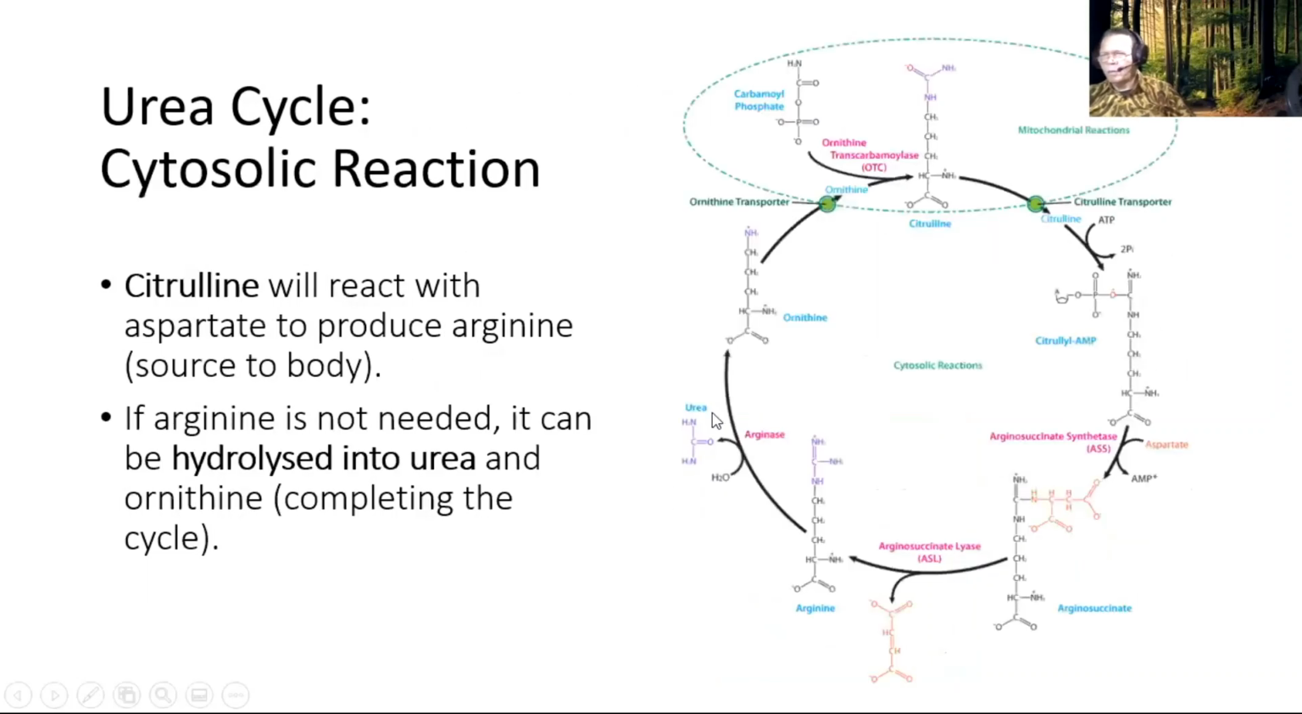Now, let's see this one. Citrulline will react with aspartate to produce arginine, and if this arginine is not needed, it can be hydrolyzed into urea and ornithine. See this cycle.